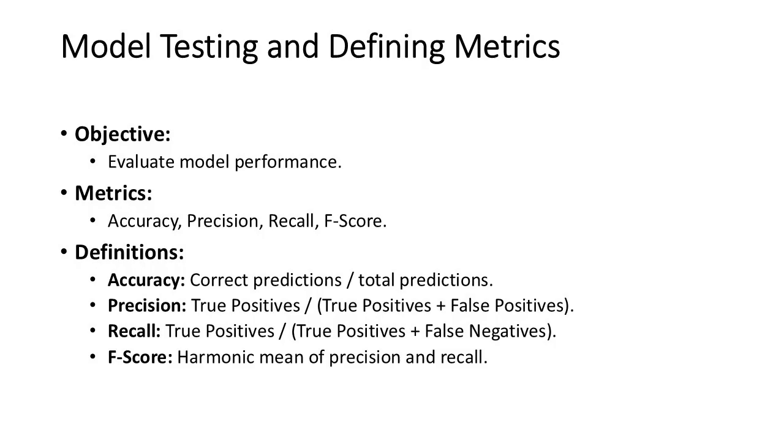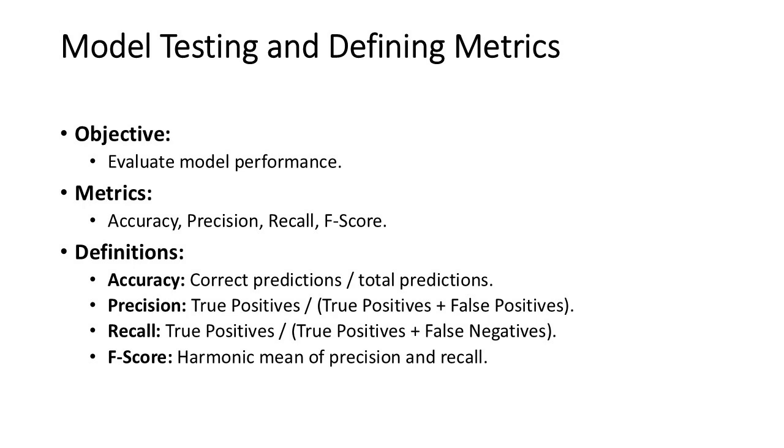Accuracy is correct predictions divided by total predictions. That is, correctly classified positive samples plus correctly classified negative samples, divided by the total number of samples. In order to find the accuracy, this is the formula. Similarly, precision is true positives divided by true positives plus false positives. Recall is true positives divided by true positives plus false negatives. Similarly, the F score also. So this is the testing.